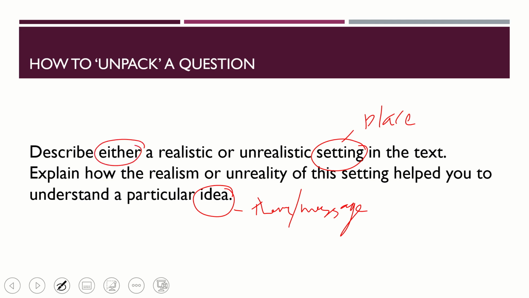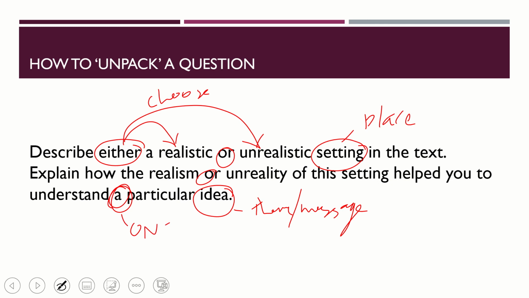Describe either a realistic or unrealistic setting. So that means it's either realistic or unrealistic, not both. Okay, so I have to choose one. If I write about both, I'm not answering the question properly. Okay, explain how the realism or unreality, so that's connected, helped you to understand a particular idea. Again, that's one. You can only discuss one idea or theme or message.